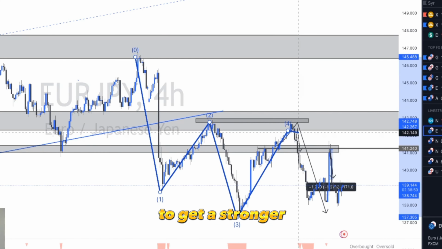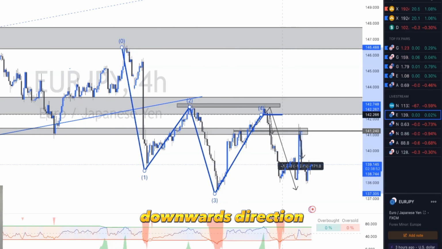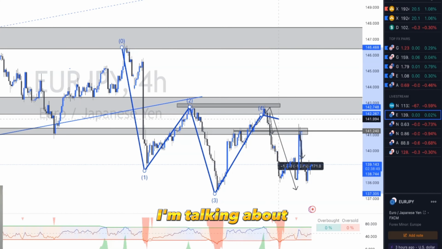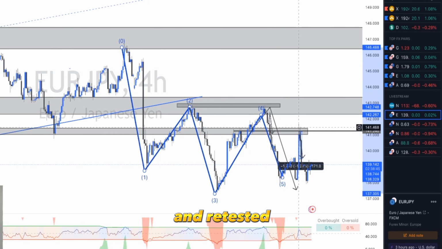We want to get a stronger momentum above the previous highs. If we don't break the previous highs, it's just a complex pullback still in the downwards direction. Okay, and so this is what I'm talking about, where we saw we failed to create a higher high at this point, but we came and retested this level structure.